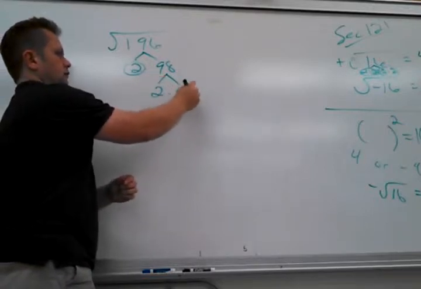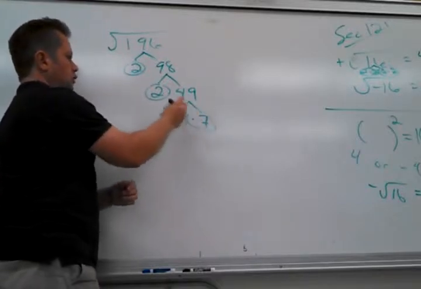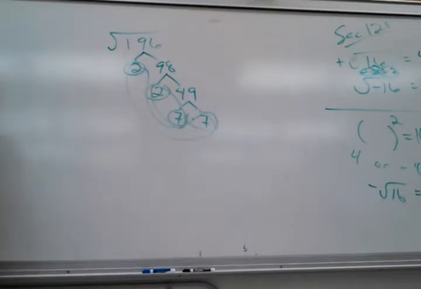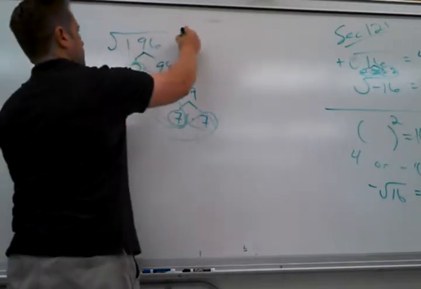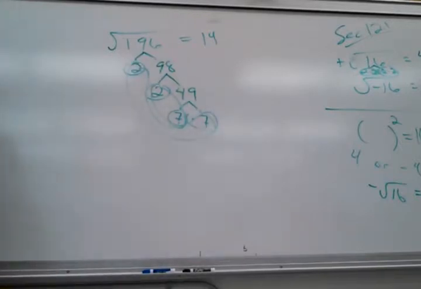It's twice 49, and 49 is 7 times 7. So what do you actually have 2 of? You have 2 times 7 and 2 times 7. We finally caught up to 14. I've got 2 14s. That's why the answer is 14, because it takes 2 14s to multiply to be 196.